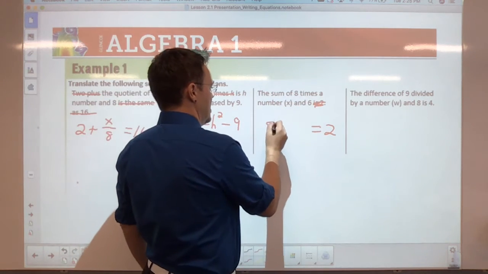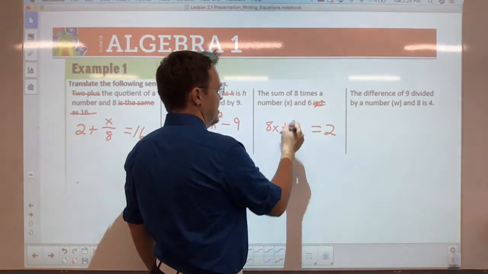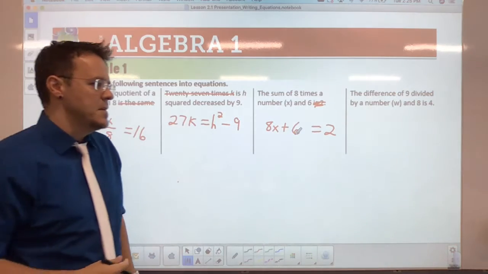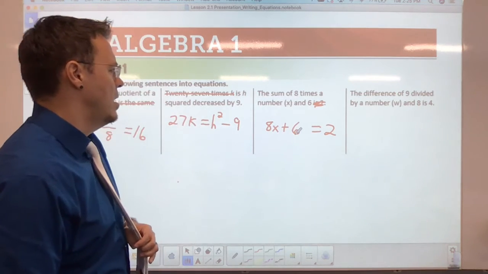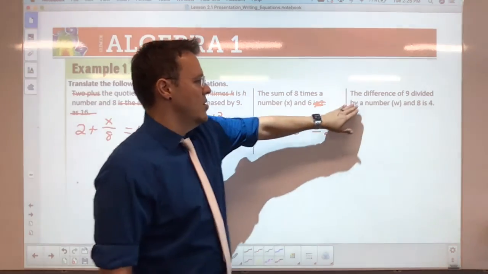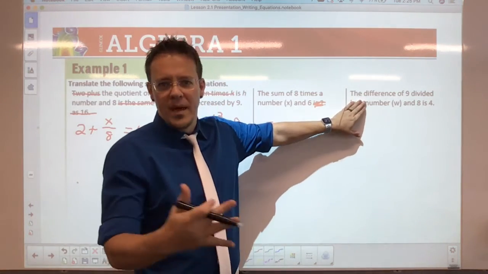So it's going to be the sum of two numbers. This one, 8 times x, and 6, just like that, okay? Now, yep, that's right. Okay, so my notes are wrong. That's why I was hesitating for a second.